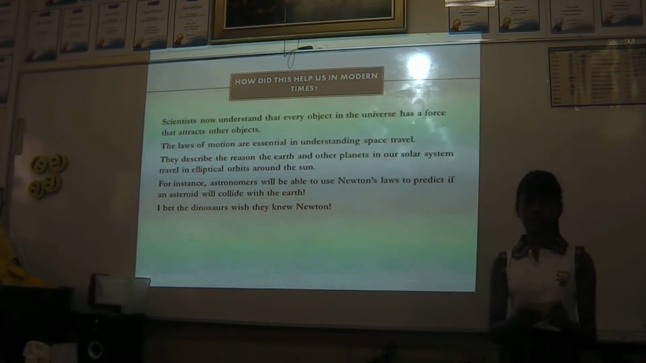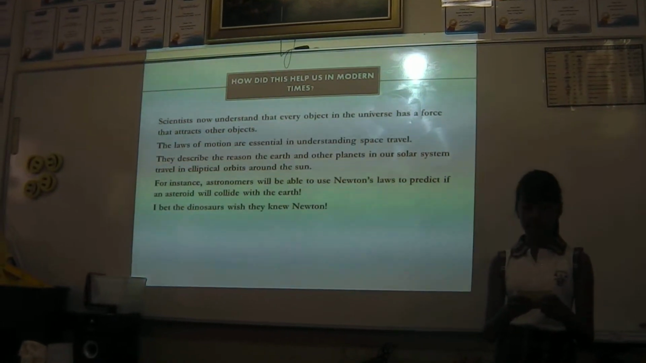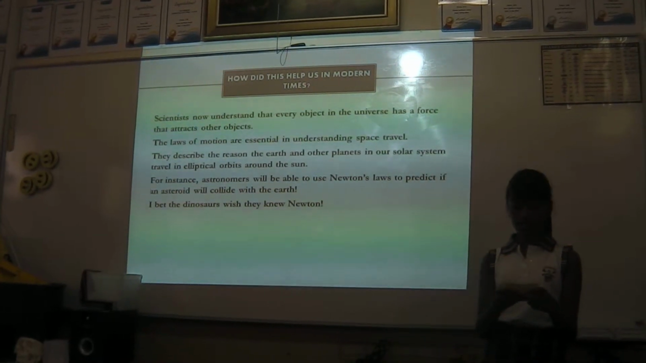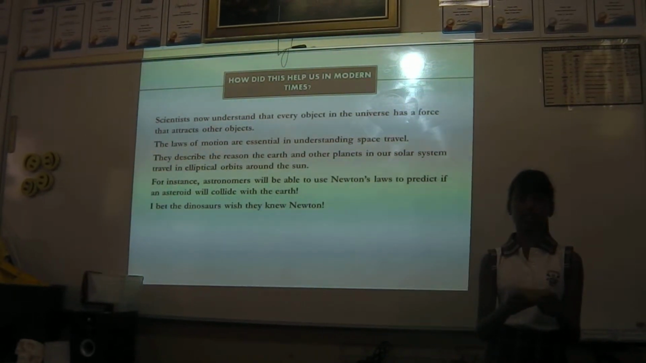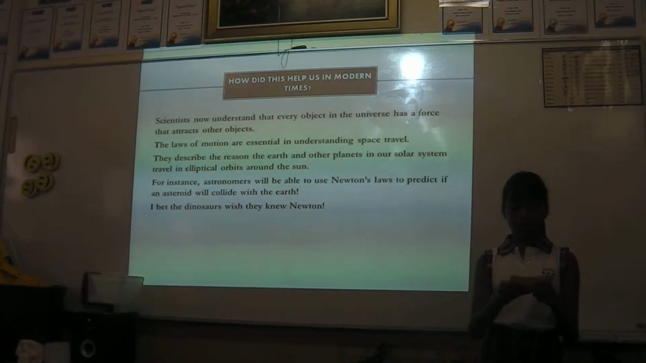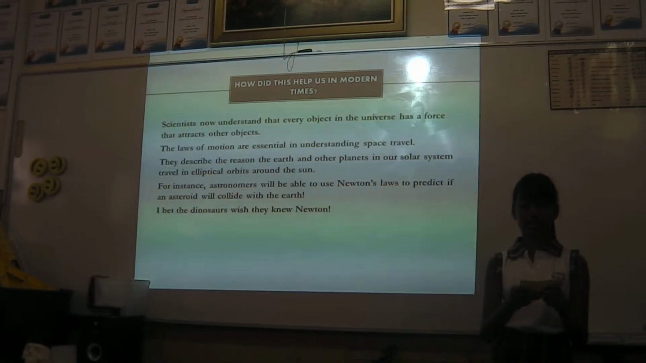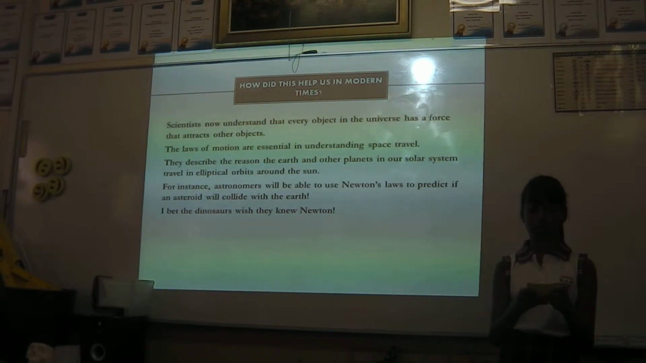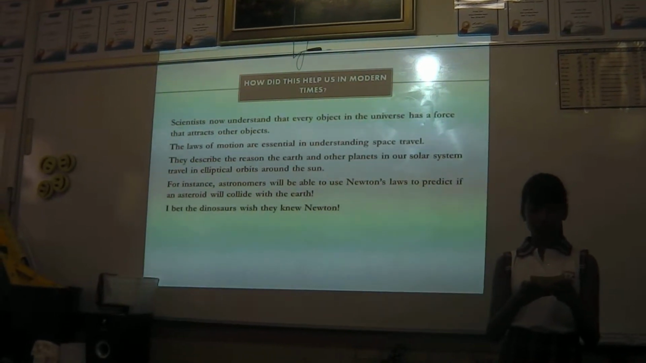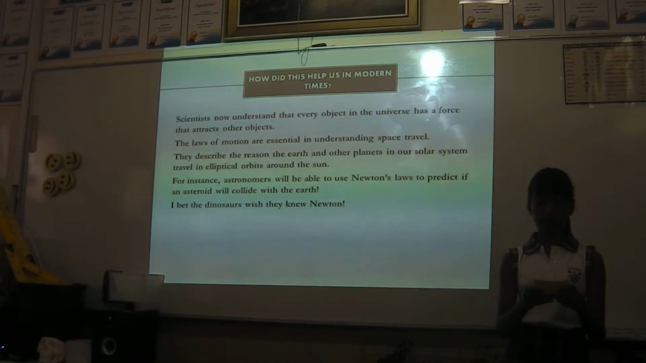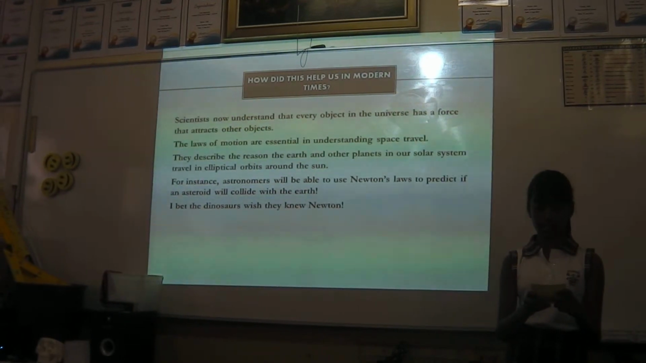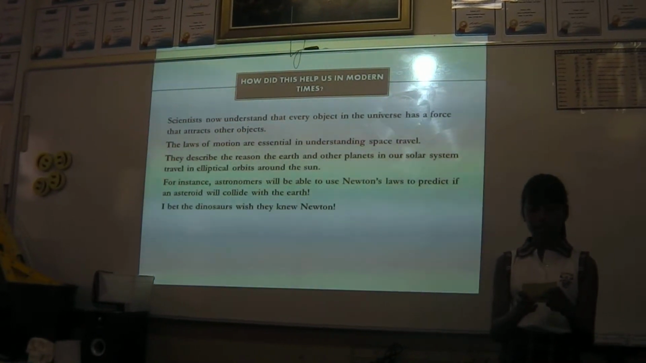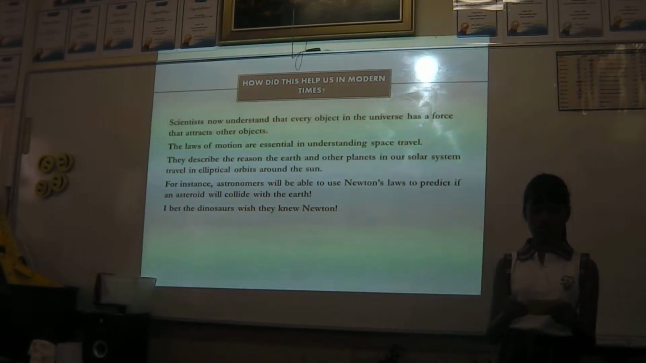How did this help us in modern times? Scientists now understand that every object in the universe has a force that attracts other objects. The laws of motion are essential in understanding space travel. They describe the reason the Earth and other planets in the solar system travel in elliptical orbits around the Sun. For instance, astronomers will be able to use Newton's laws to predict if the asteroid will collide with the Earth. I bet the dinosaurs wish they knew Newton.